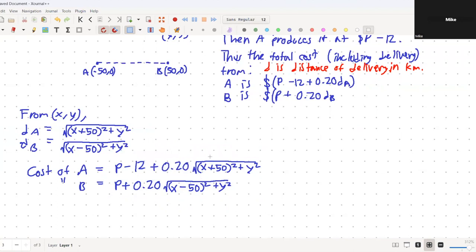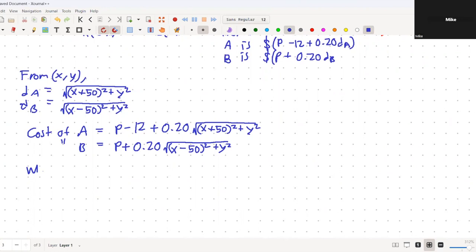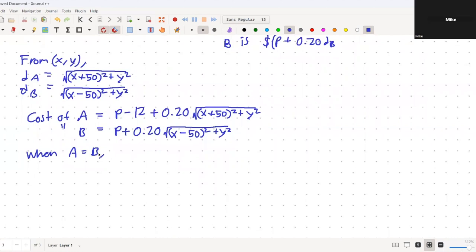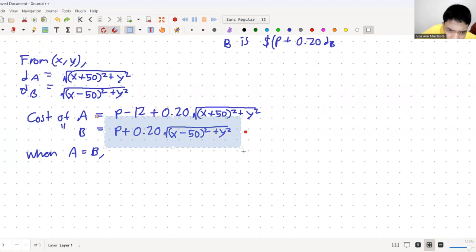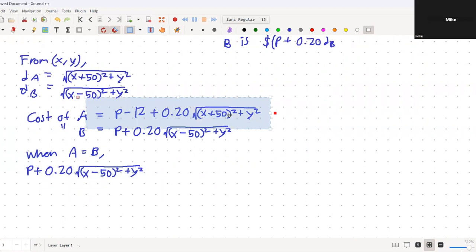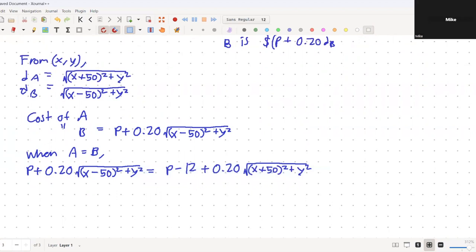Okay. So gusto nating malaman yung indifference curve. Sa curve na to, it doesn't matter where you buy from. So set up mo lang. Simplify mo na lang to tapos pakita mo sa akin next meeting, kasi 6 PM na eh. Pero makikita mo, yung P magka-cancel. Tapos, yung itsura niya, katulad nung derivation natin ng equation ng hyperbola.